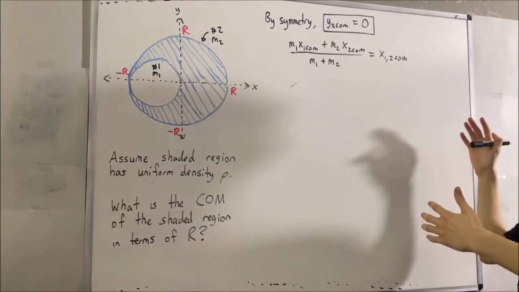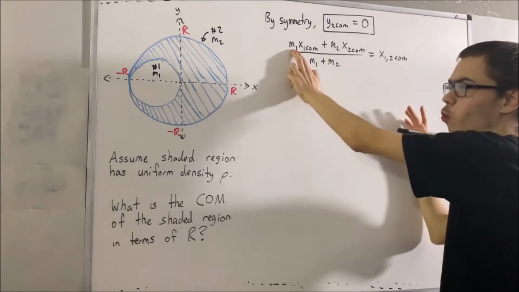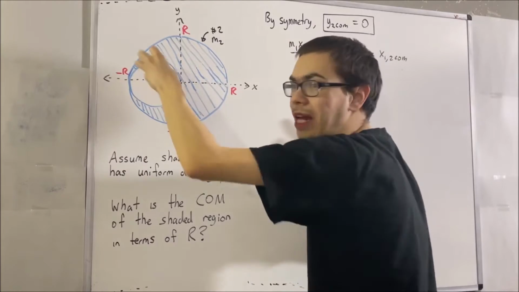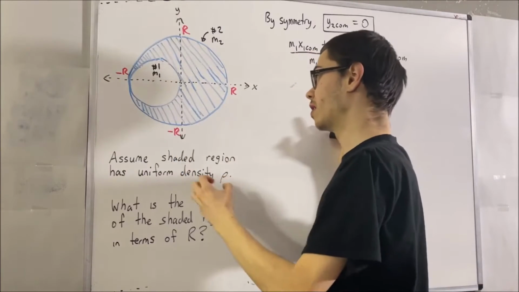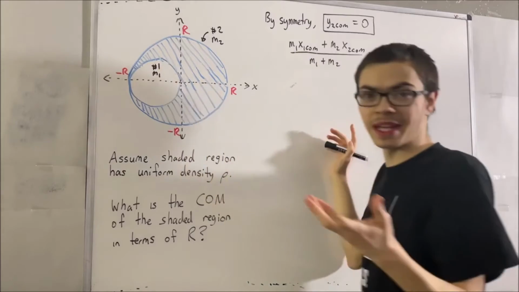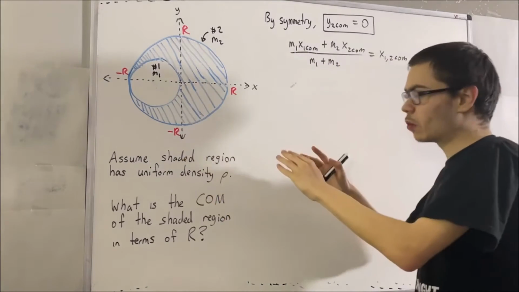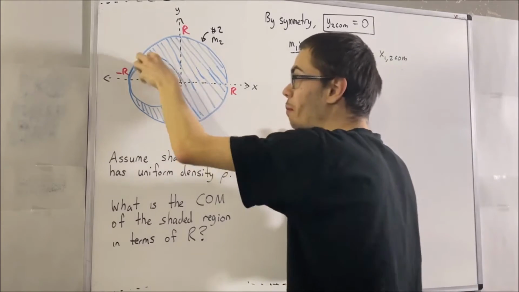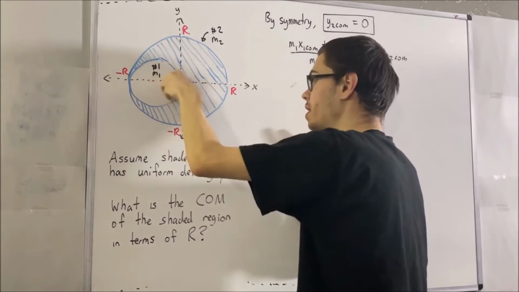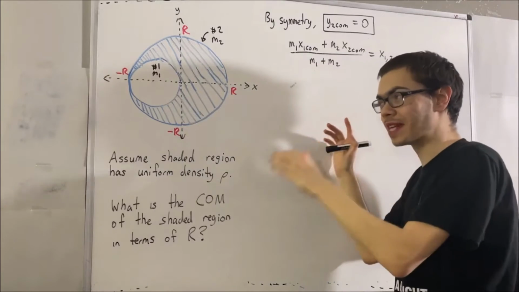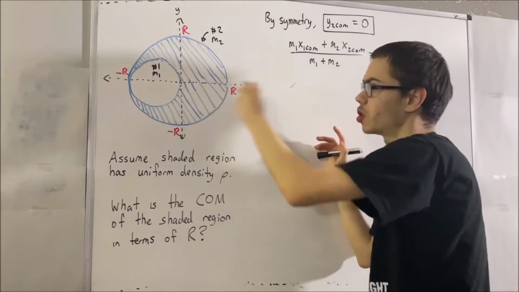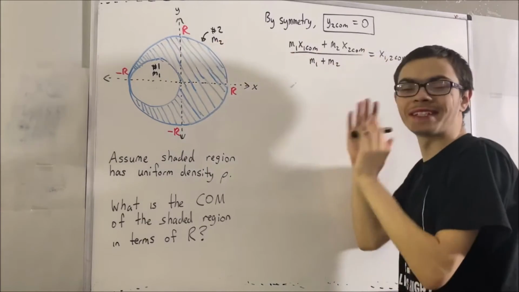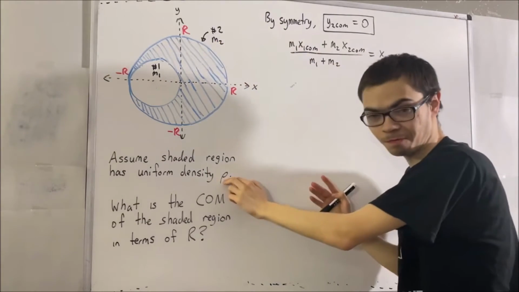But wait a minute, what do we mean by m1, right? Region 1 is really a cutout circle. So currently, region 1 is just empty space. So the technique we're going to use is to imagine filling up region 1 completely so that region 1 has the same uniform density as region 2. Really, we're going to treat region 1 and region 2 as though they have the same uniform density ρ.